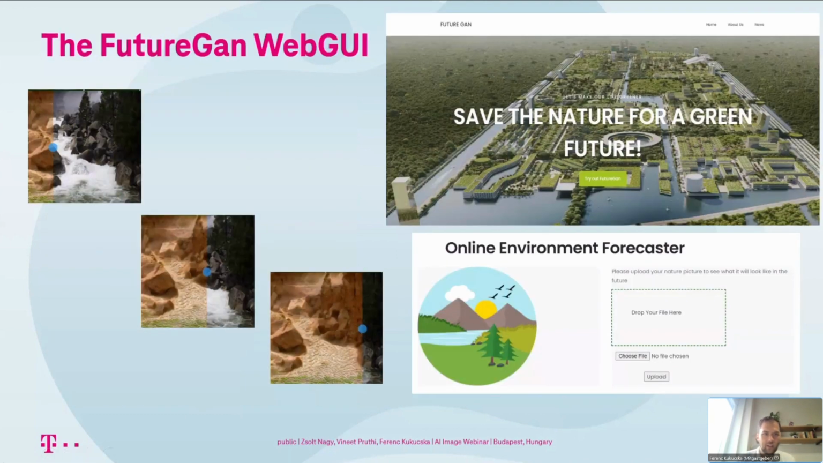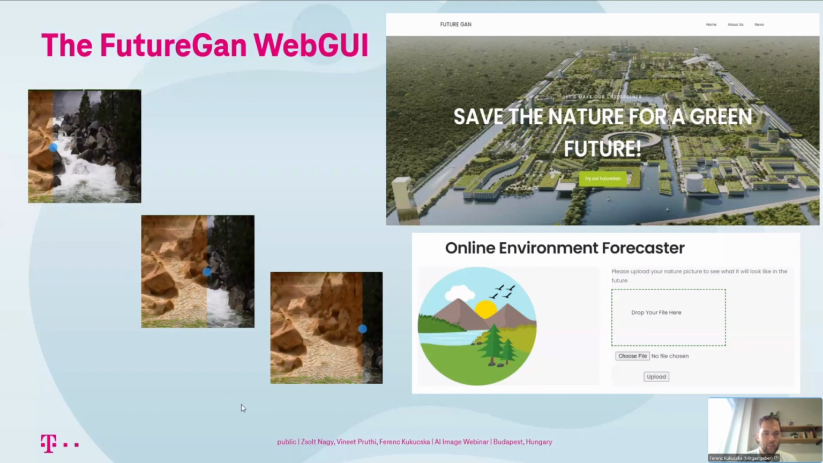We also created a Futuregun web GUI for that. I will show this to you in a couple of minutes. Basically, we have an online environment forecaster, as you can see on this slide. The user only has to drag and drop an image and click on upload, and it will convert its nature. For example, someone who went out for a walk and took a couple of images and wanted to get more nature conscious.